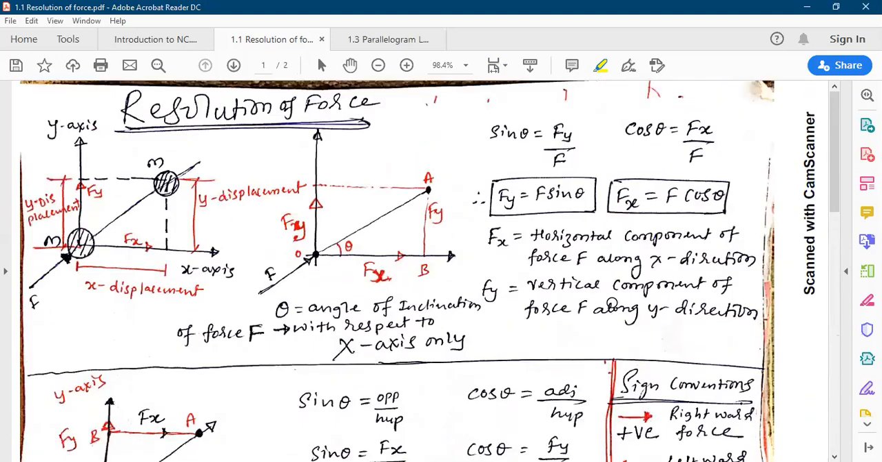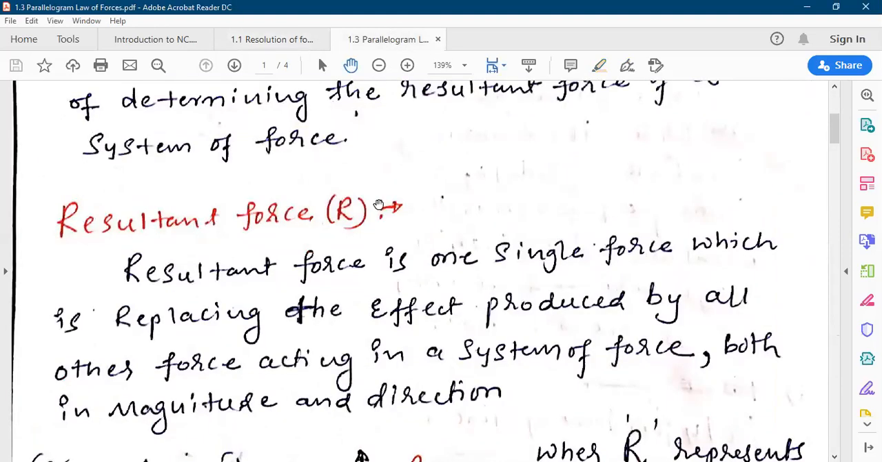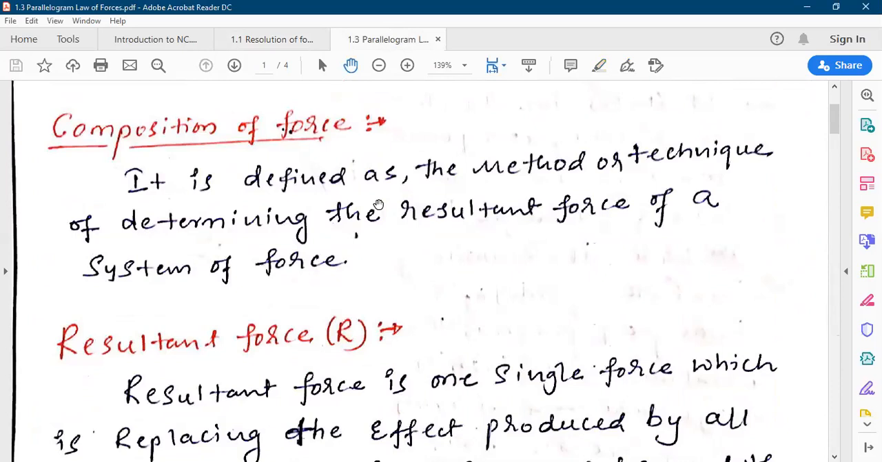So overall, we have discussed what is resolution of force and the sign conventions. Resolution of force is nothing but a method or technique of finding the components of a force along their mutually perpendicular directions. So with this resolution of force, we can go ahead with the next topic, that is composition of force.